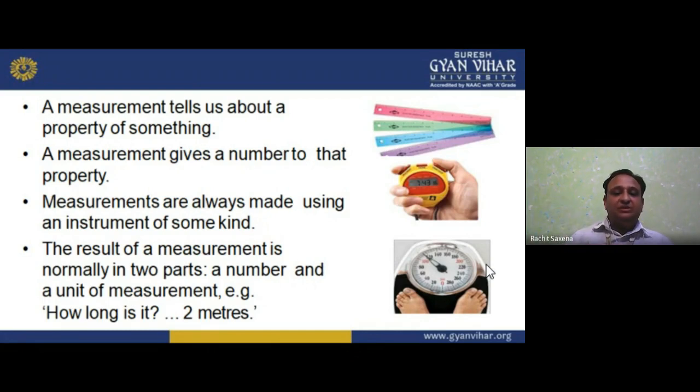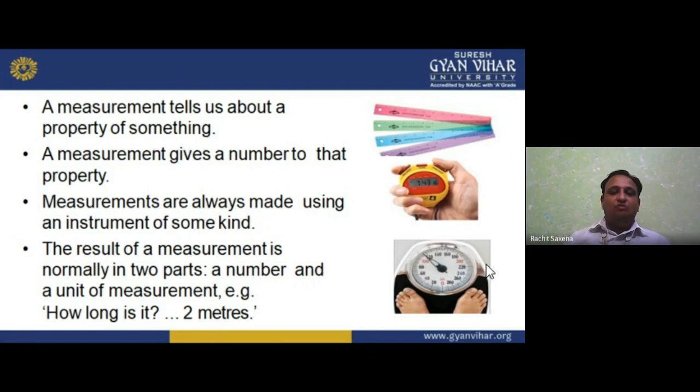The result of a measurement is normally in two parts: a number and a unit of measurement. Example, how long is it? 2 meters. So that is the reading. A measurement tells about a property of something and gives a number to that property, maybe in meters or centimeters. For example, 2 meters, 3 meters, 5 meters, 9 meters.